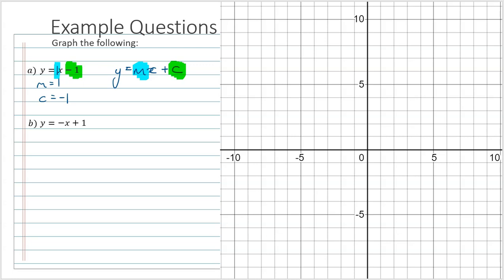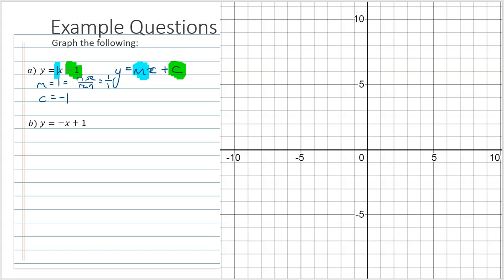Now just quickly going back to the gradient, we've got 1, but we want it to be in the form of rise over run. So another way of writing this is I can simply say 1 over 1. So the gradient equals 1 over 1. So for every value we go up, we have to go 1 square across. And finally for c, the graph is going to cross at negative 1.